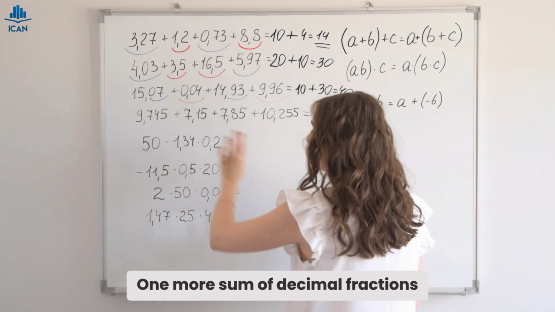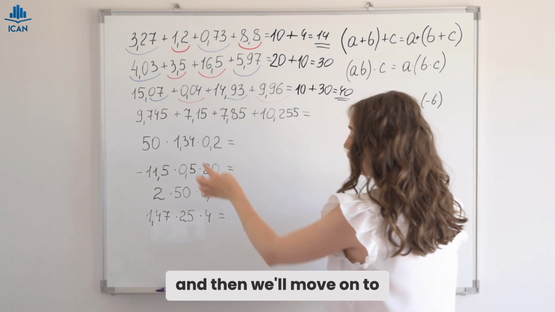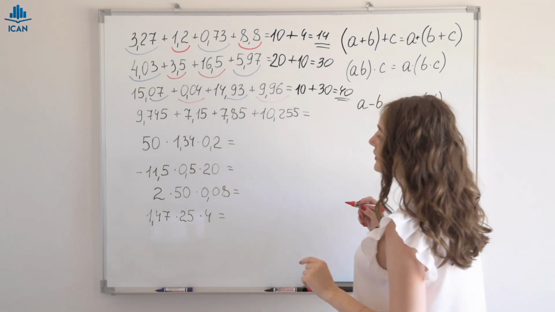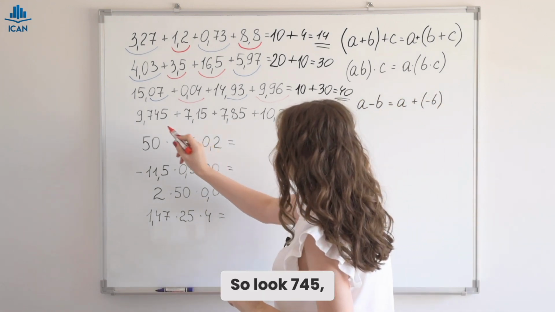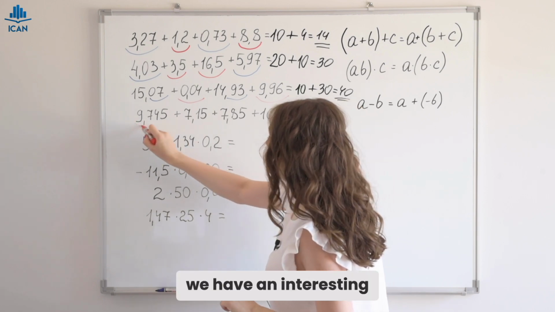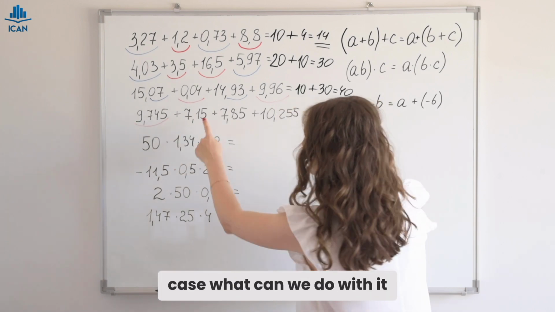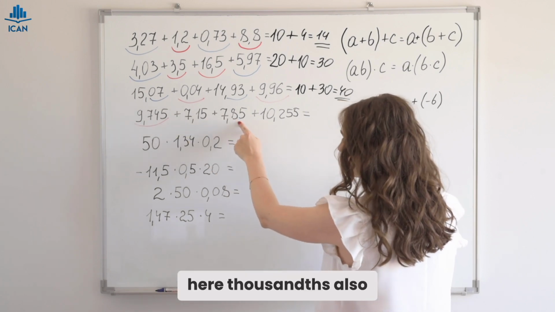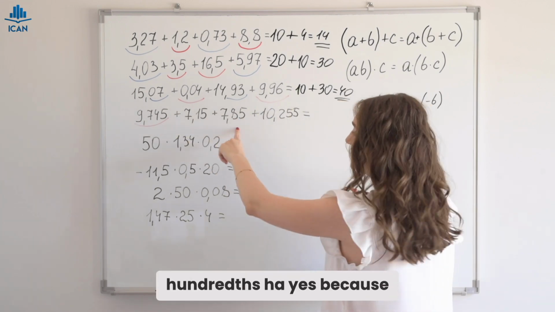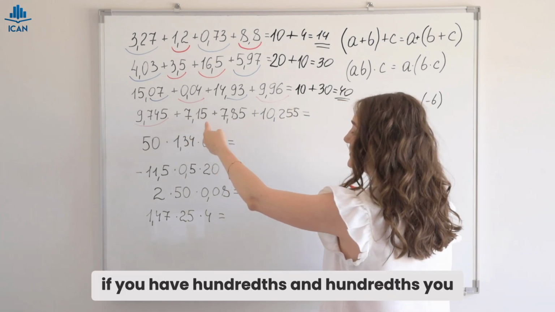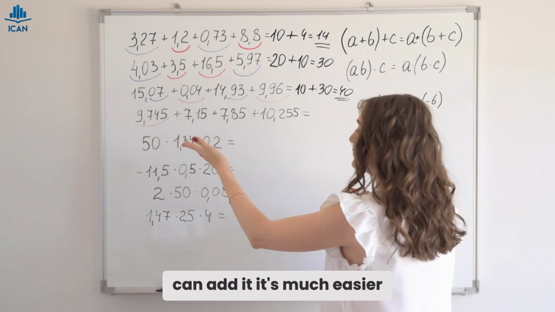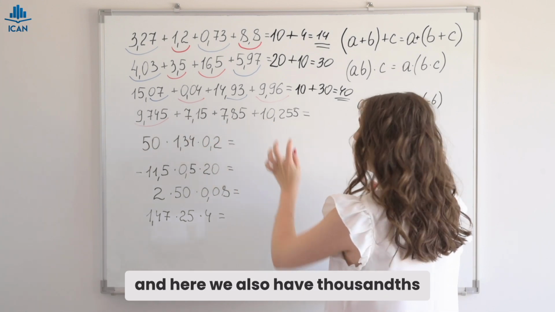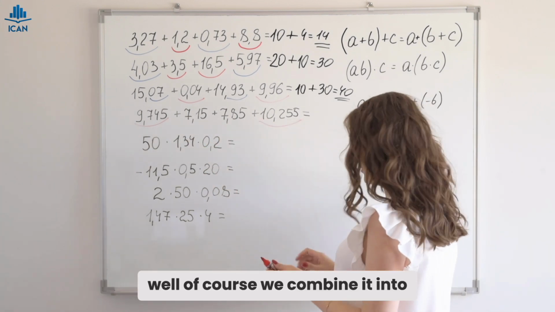One more sum of decimal fractions, and then we'll move on to multiplication. So, look, 745, we have an interesting case. What can we do with it? Here we have hundredths, here thousandths, also hundredths. Yes, because if you have hundredths and hundreds, you can add it, it's much easier. And here we also have thousandths. Well, of course, we combine it into these groups.